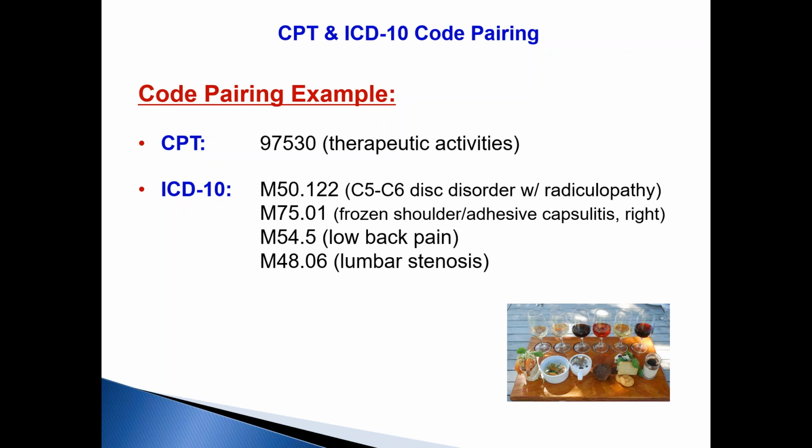So 97530, some people call it the ING code because whatever you're doing, it has to improve bending, lifting, reaching, carrying, throwing. So in this example, the patient is playing, let's say, tennis or playing baseball and needs to throw a ball, but they have a frozen shoulder. And you're going to do some exercises to increase the functional performance. It's a multi-parameter code. There's a nice pairing. C5, C6 disc disorder. So that's maybe a bulge or herniation with radiculopathy. Low back pain, simple low back pain and therapeutic activities pairs nicely. Lumbar stenosis, M48.06. You can link that with 97530.